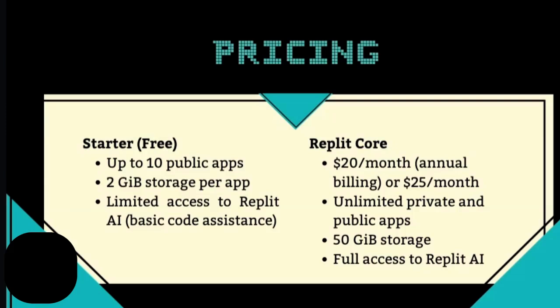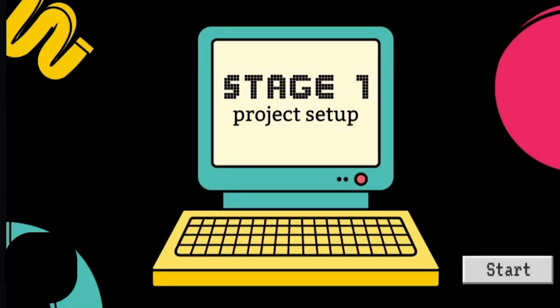The Replit Core is $20 a month if you do annual, or $25 a month if you go month to month. And this gives you unlimited apps, private and public, and you get 50 gigs of storage. You also have full access to the Replit AI. That's what I use. Next, let's look at stage 1.